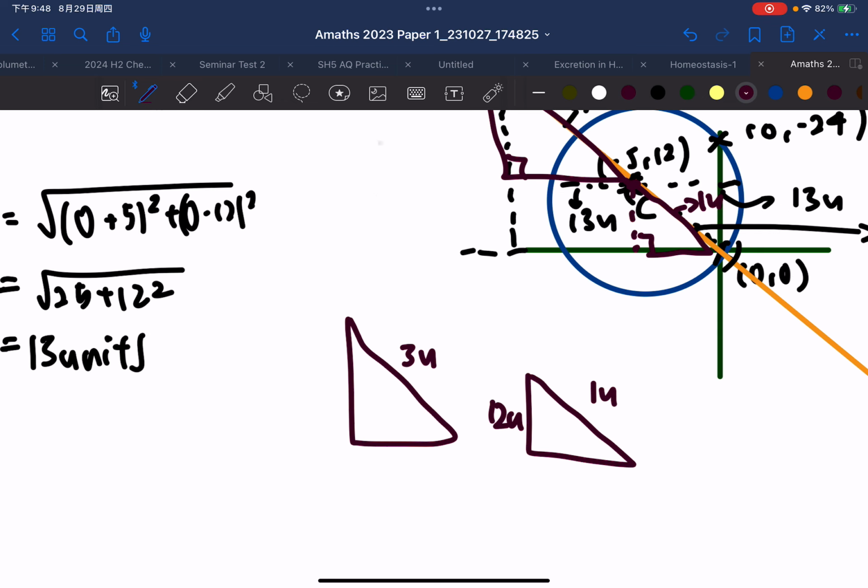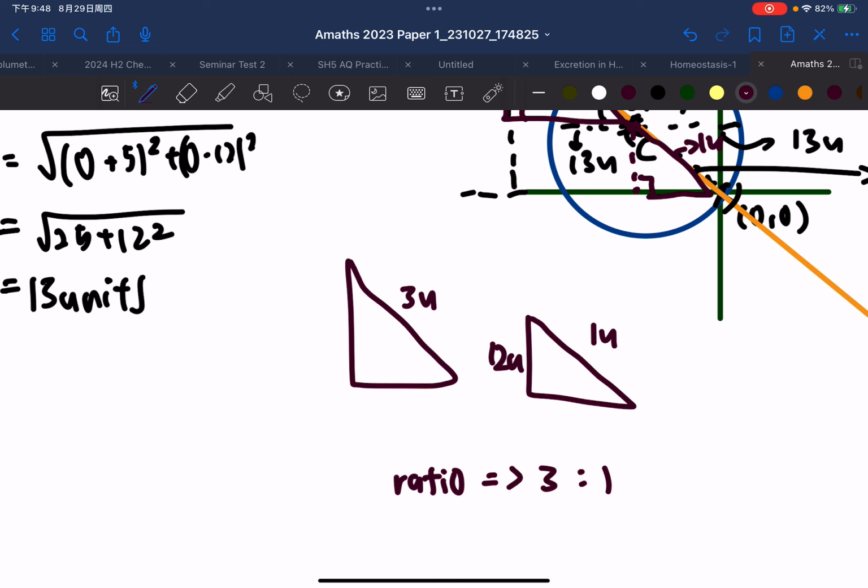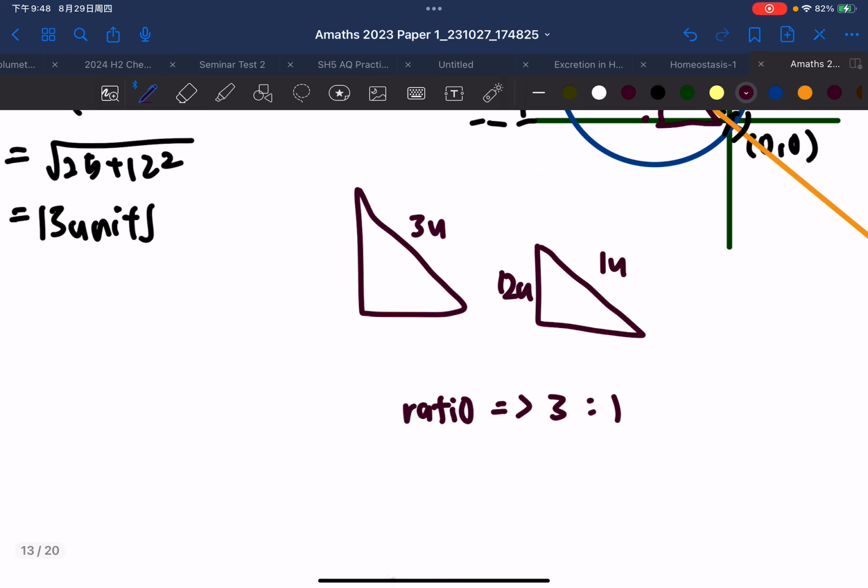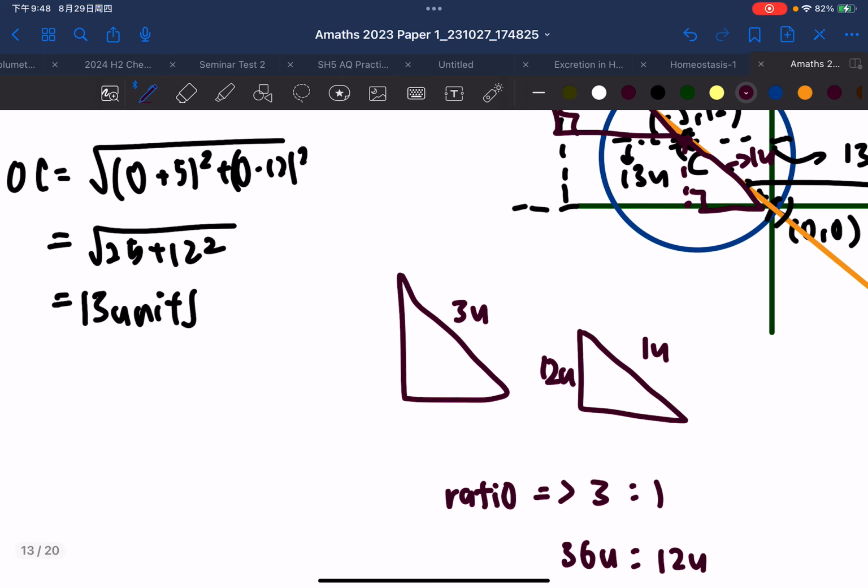So I know that this is 3 times and this is 1 unit. So the ratio will just be 3:1, right? So if I know that this is 12 units, here will be times 3. 12 times 3, right, will be 36 units. So here will be 36 units.